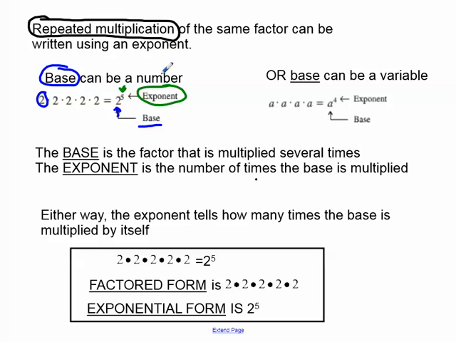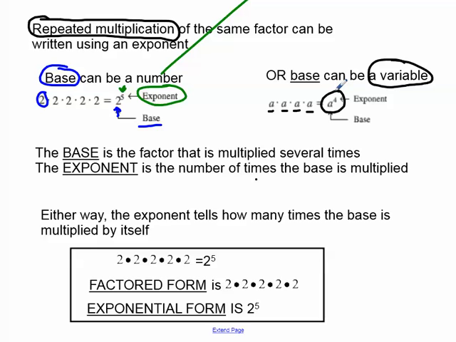The base can be a number, or the base can be a variable. So if we've got a variable, here's my variable base: a times a times a times a. We've got 4 a's. The base is a, and the exponent is 4, because we're multiplying the base a by itself 4 times. The shorthand is a to the 4th power, which describes a times a times a times a. We use the shorthand because it's very condensed.